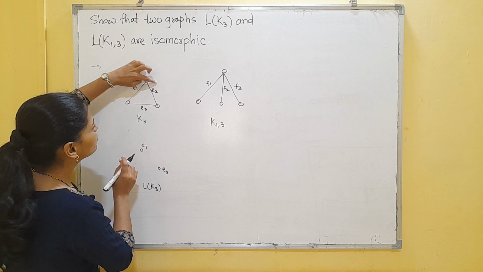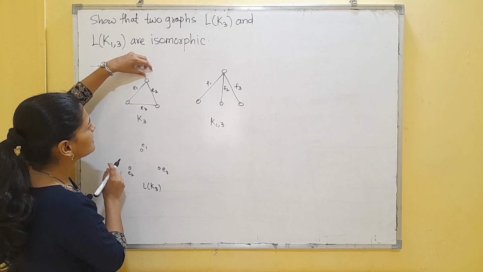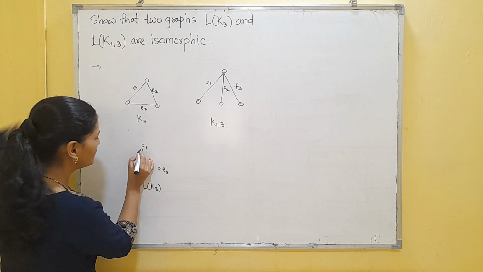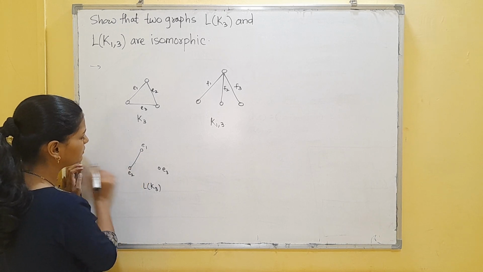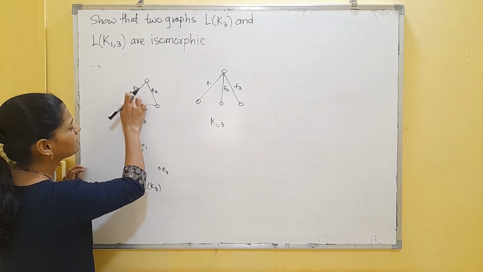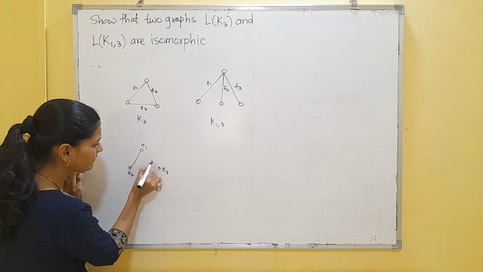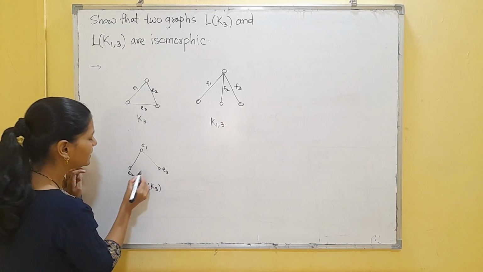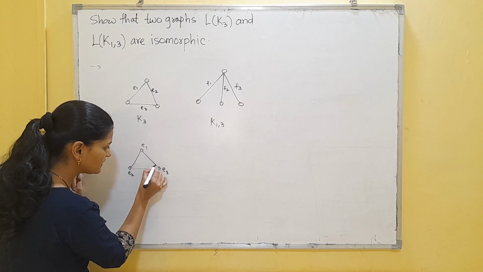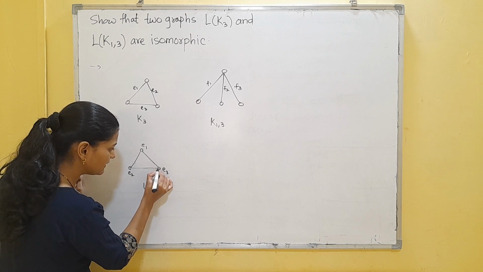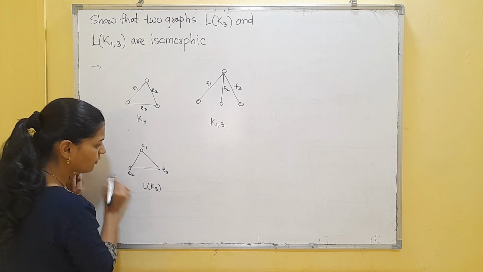So E1 and E2, these two edges have a common vertex. So there will be an edge between E1 and E2. There will be an edge between E1 and E3 and there will be an edge between E2 and E3. So this is L(K3), that is line graph of K3.